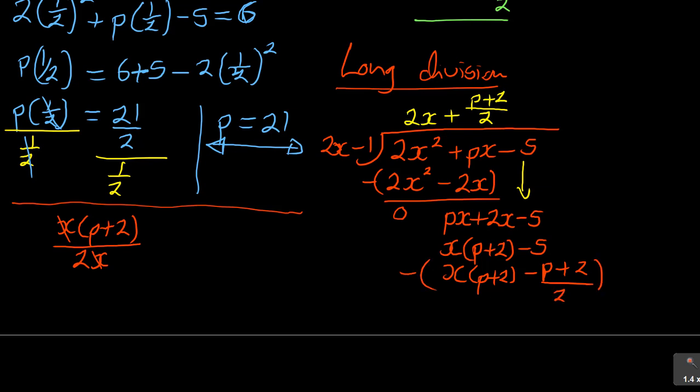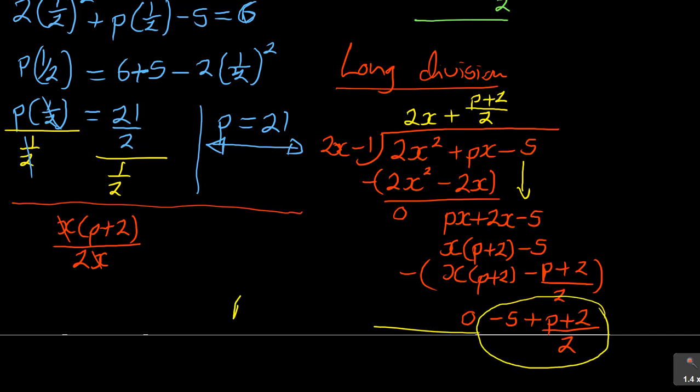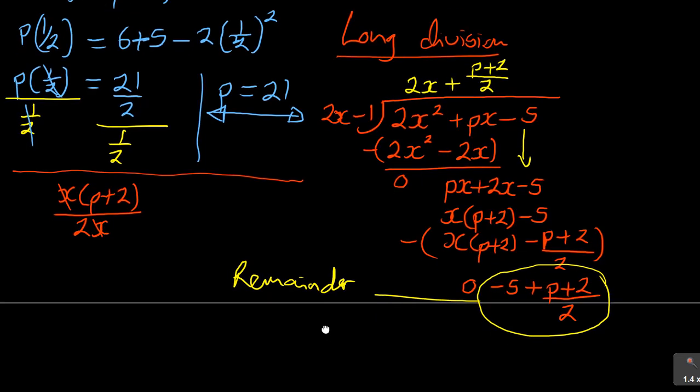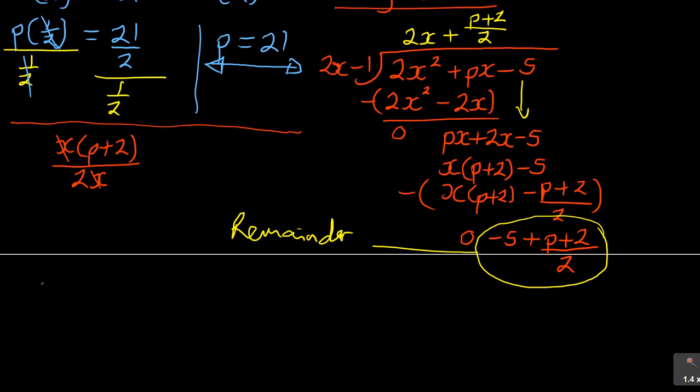Then we subtract again here, so the first one will give me a 0, and then the second one will be minus 5, and minus minus is minus 5 plus p plus 2 over 2. So this is what we mean by the remainder. As I said, you need to grab hold of the lesson that I did on this. If my remainder is minus 5 plus p plus 2 over 2, they told me that the actual remainder is equal to 6. So this must equate to 6.